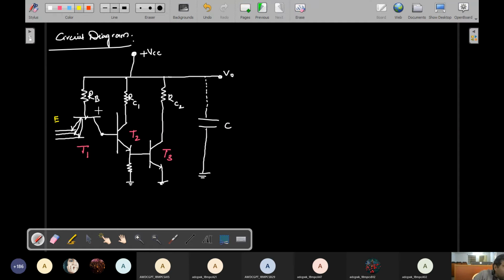So this is the emitter terminal and this is the base terminal, and this is the collector terminal. Like here also, the collector terminal of the first transistor is connected to the base terminal of the second transistor. So this is the base terminal of the second transistor, and this is the emitter terminal and this is the collector terminal. Understand? Now the emitter terminal of the second transistor is connected to the base of the third transistor. This is the base terminal, this is the emitter terminal, this is the collector terminal.